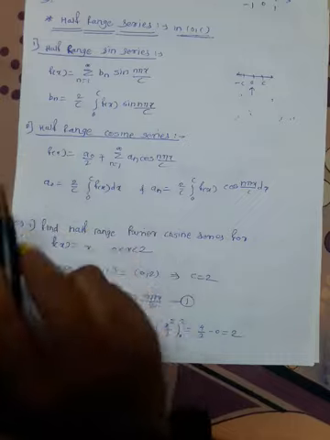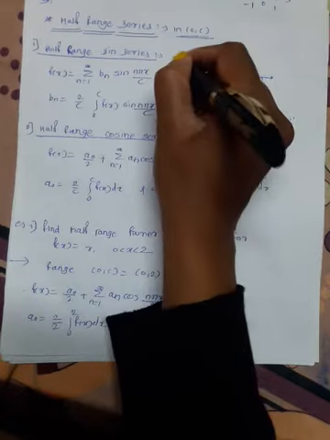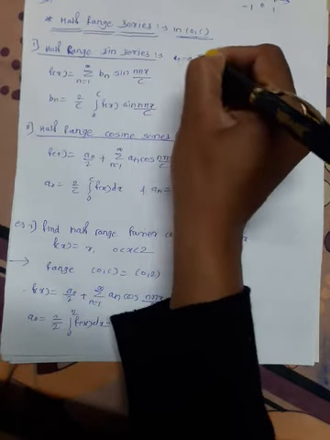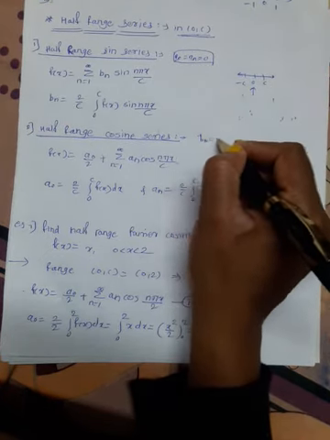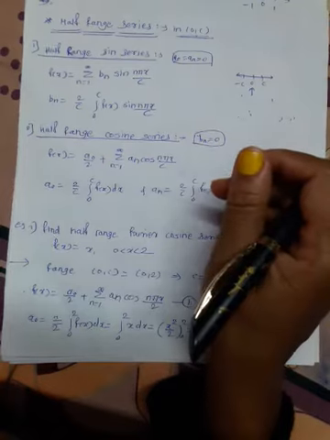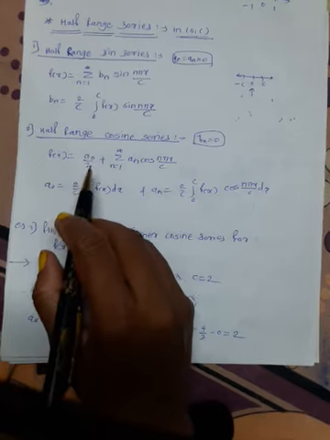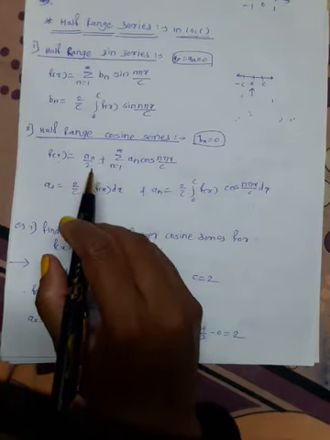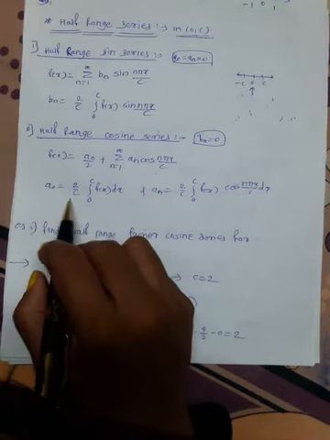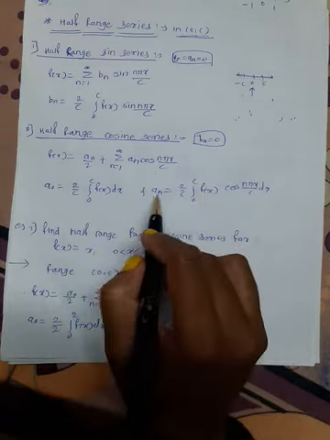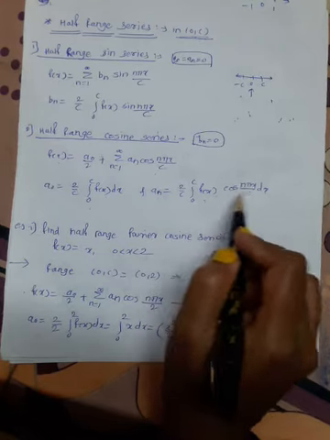In the half range sine series, a0 and an are 0, and in the half range cosine series, bn becomes 0, like an even function. In this cosine series, the function can be written in Fourier series form as a0 by 2 plus summation an cos(n pi x by c), where a0 is given by 2 by c integral 0 to c f(x) dx, and an is given by 2 by c integration 0 to c f(x) cos(n pi x by c) dx.